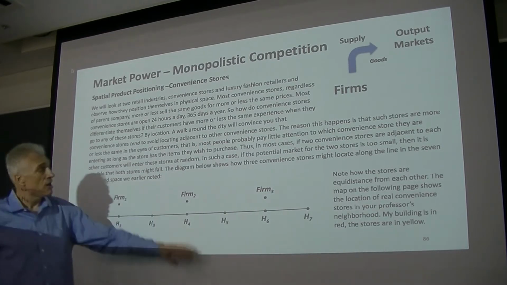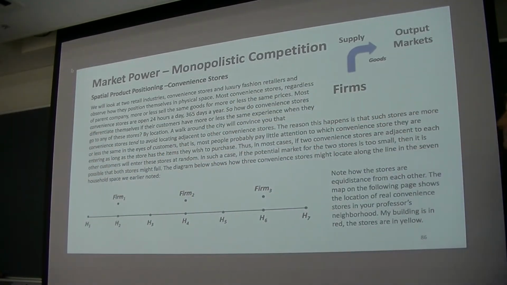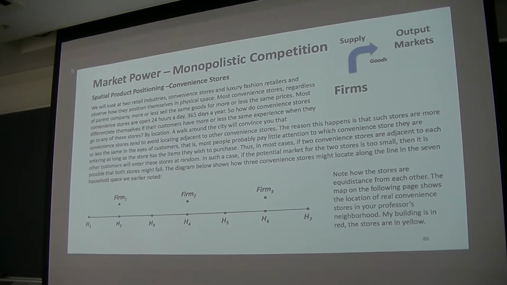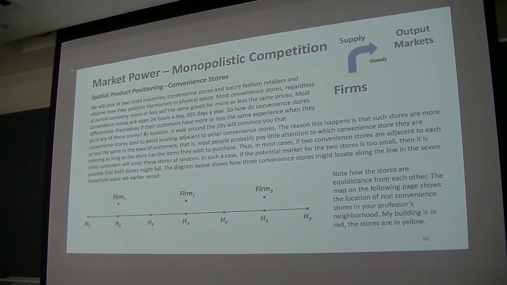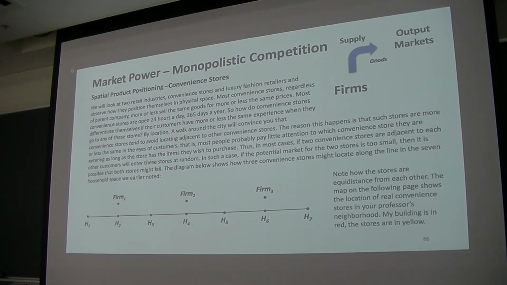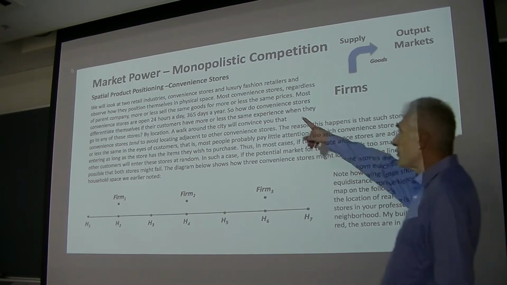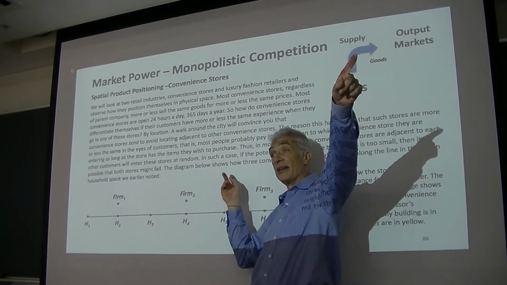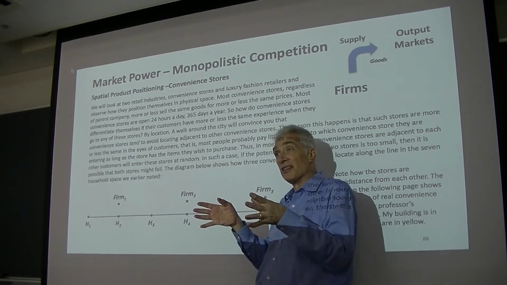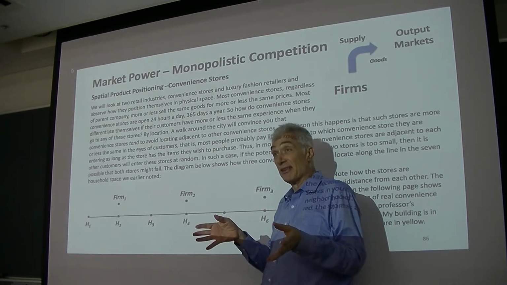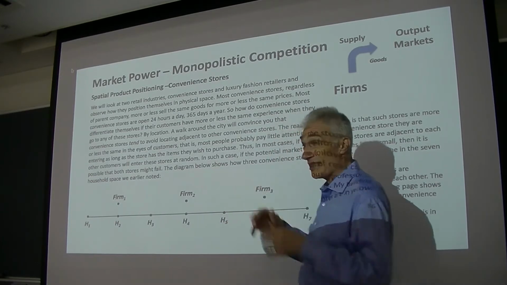So what we're going to do is take a look and see how this works. Most convenience stores more or less sell the same goods for more or less the same prices. They all sell the same stuff for the same prices. Remember we talked about the luxury fashion retailers, they're all clustering. Convenience stores don't cluster. It's not like you travel to a neighborhood to go to a convenience store. Your convenience store is convenient because it's in your neighborhood.